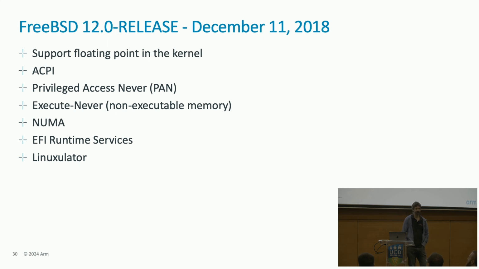This was when we had ACPI come in. So you could build it, you could run on your servers. We did PAN, which is... by default, the kernel has enough privilege to be able to read all memory in the system. What PAN does is, when we have PAN enabled, we disable privileged access to memory that user space has access to, so the kernel can't access that memory.